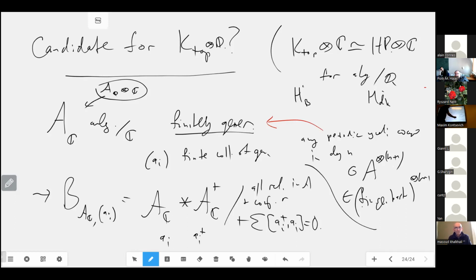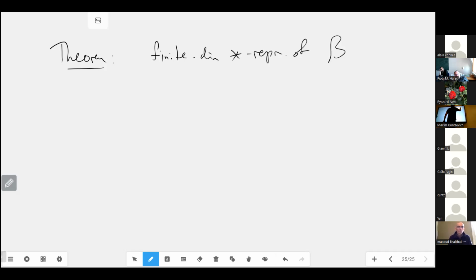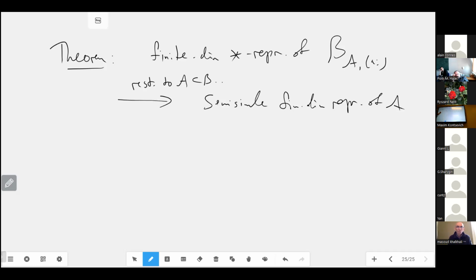Why do I insist on it? Theorem: we can consider finite dimensional star representations of this algebra, with a_i and a_i star, and restrict them to A. We get exactly all semisimple finite dimensional representations. It's an element and a result of geometric invariant theory, stability and so on. And you see that these things do not depend on generators.